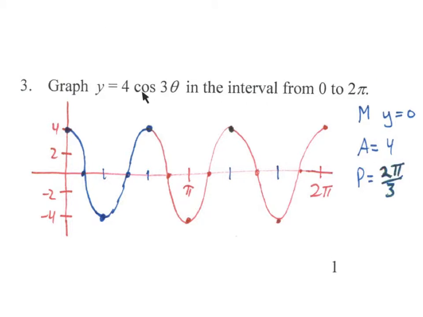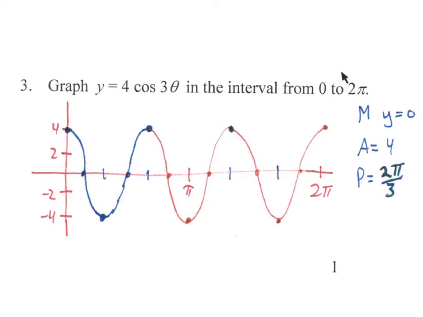In order to graph this function on 0 to 2 pi, I made an axis from 0 to 2 pi. I first want to put my midline, which is 0. There's nothing added at the end. My amplitude is the number in front. And my period, where do I get 2 pi over 3? Well, since it's a cosine graph, it's going to be 2 pi divided by b. b is 3, so 2 pi divided by 3 is 2/3 pi. So now my period's 2/3 pi.